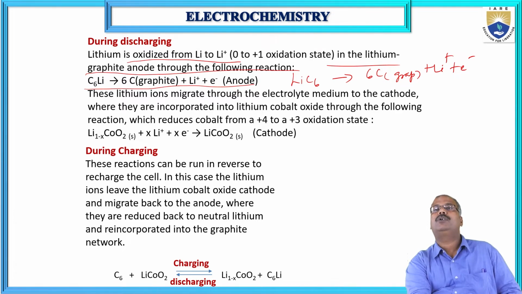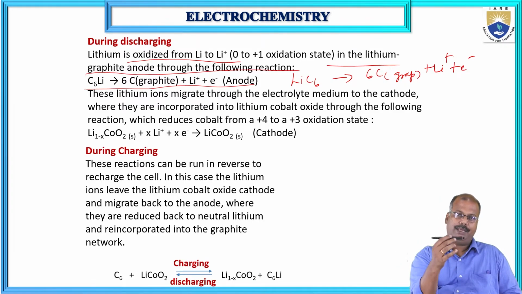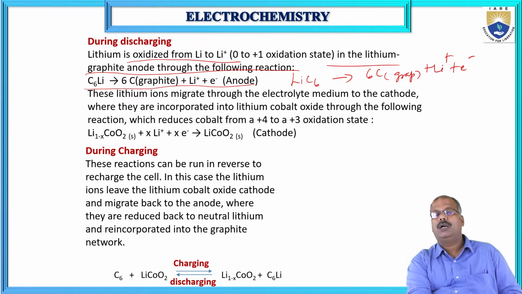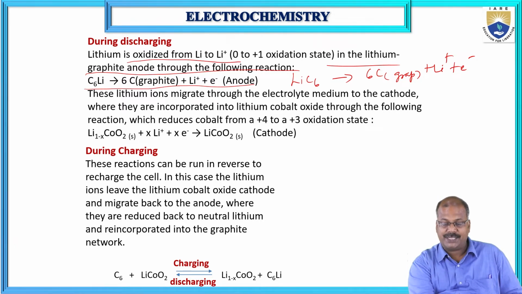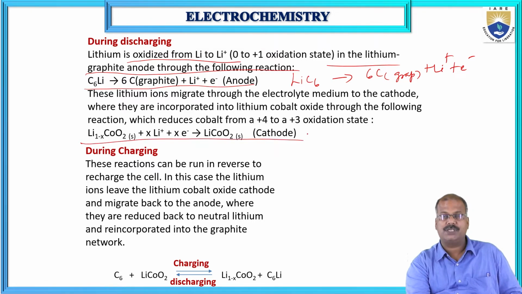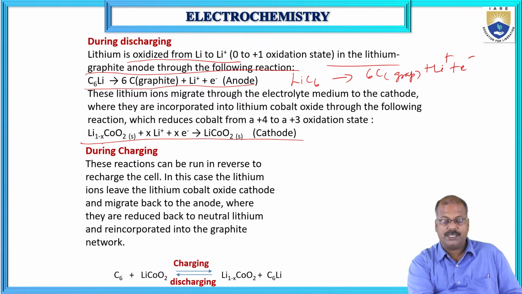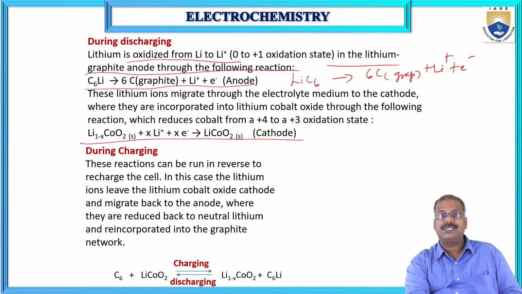layered lithium cobalt oxide. I have told you about intercalation chemistry. Lithium will go and sit between the layers of lithium cobalt oxide through the following reaction, which reduces cobalt. This is the cathode. Cathode means reduction, so cobalt +4 reduces to +3 oxidation state. So this is the reaction. During discharging, these two are the reactions.